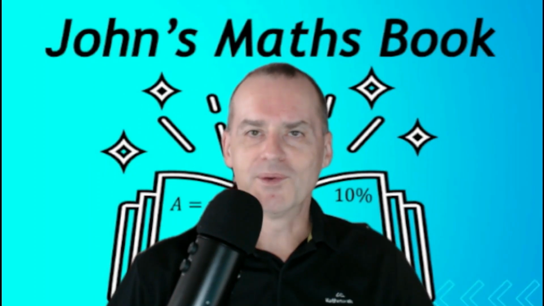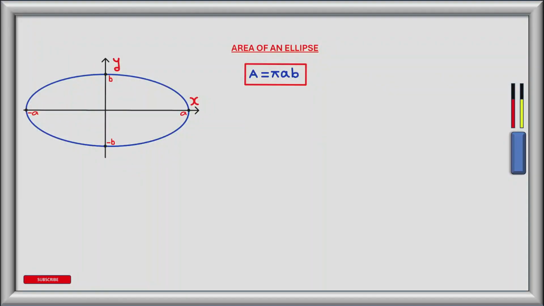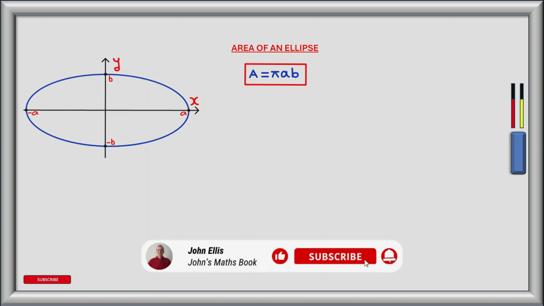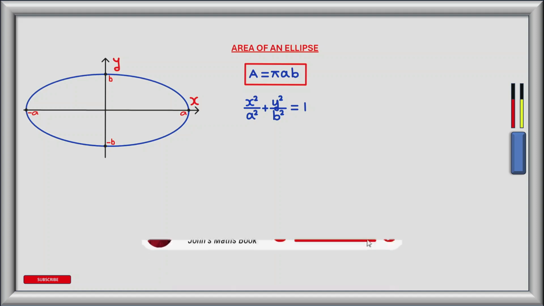Without further ado, let's go over to the whiteboard. Let's look at the properties of an ellipse and then prove that its area is equal to pi ab. I've drawn an ellipse on the whiteboard centered at x equals 0 and y equals 0. The equation of this ellipse is x squared divided by a squared plus y squared divided by b squared is equal to 1. And in this case, a is greater than b.